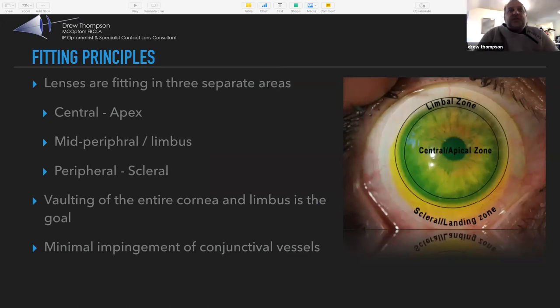The lenses are fitted with three principles, really, three areas. You're looking at the central apex area, so you want to make sure the lens bridges the cornea completely, doesn't touch it. So when you insert the lens, if you insert it with fluorescein, you can see if there's any touch. So you're looking centrally first, then you're looking at the limbal zone to make sure there's a nice fluorescein bleed all the way around the limbus. And then you're looking at the peripheral edge of the lens. So you want to make sure that the lens sits nicely on the sclera, it doesn't block off the blood vessels of the conjunctiva, and it's not fluting, it's not lifting off the conjunctiva as well.